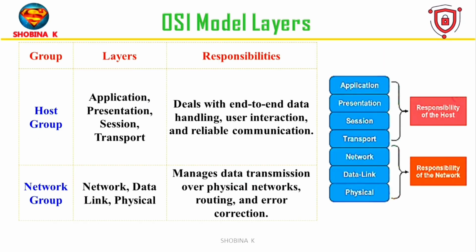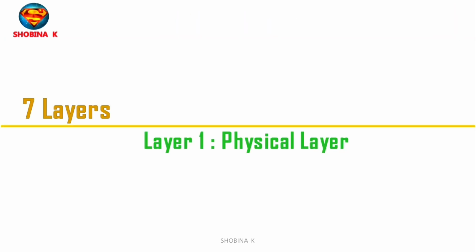The host group is responsible for processing the data on devices and ensures it is properly prepared and received. The network group handles transmission of data across the network infrastructure, which ensures that it reaches its destination. Now let's understand each layer in detail.